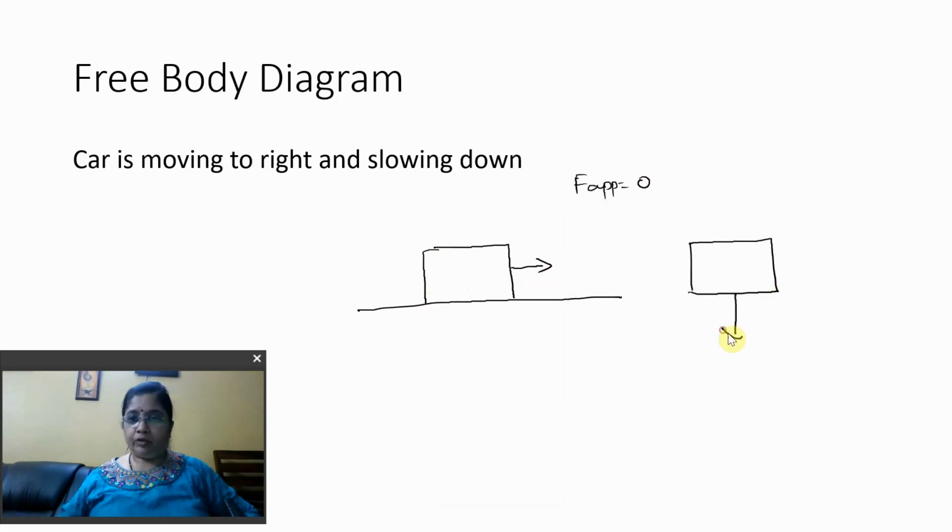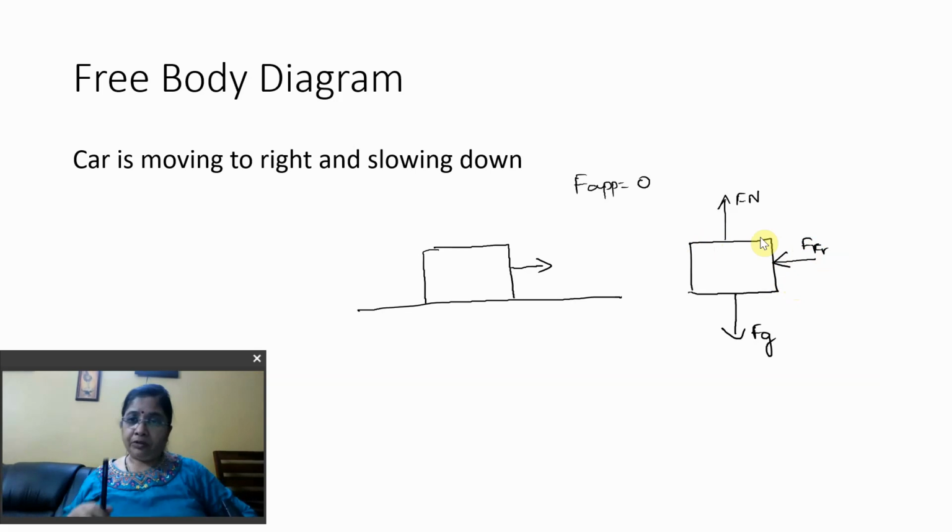Obviously, number one, there is a force of gravity which is acting downwards. These are default forces. There is a normal force exerted by the road on the car which is acting upwards. There is no applied force. Now the car is slowing down. Why is the car slowing down? Because there is a frictional force which is acting in the opposite direction.